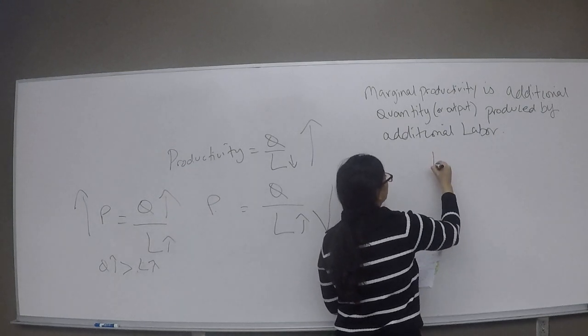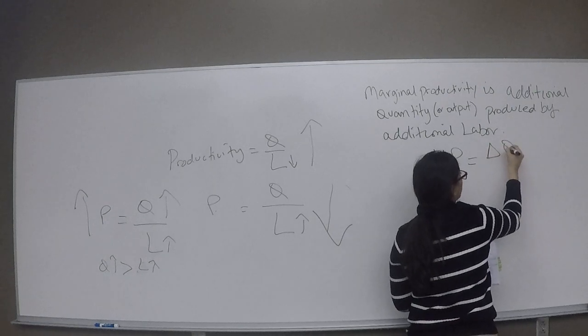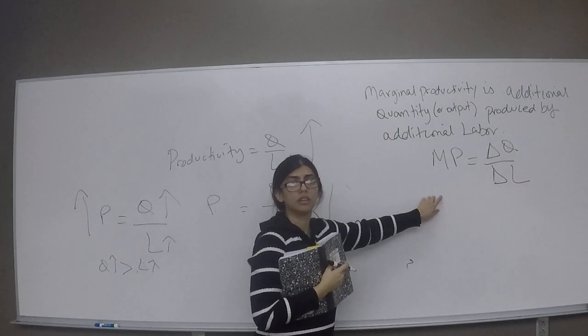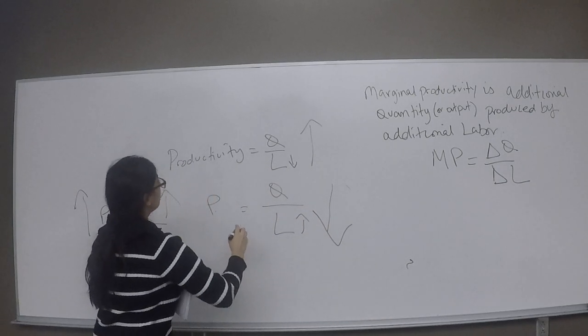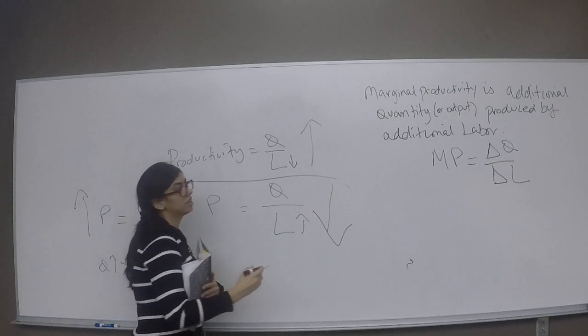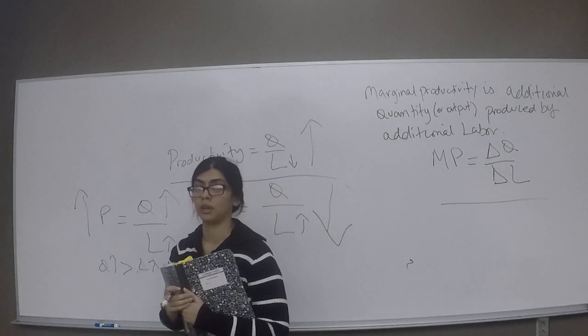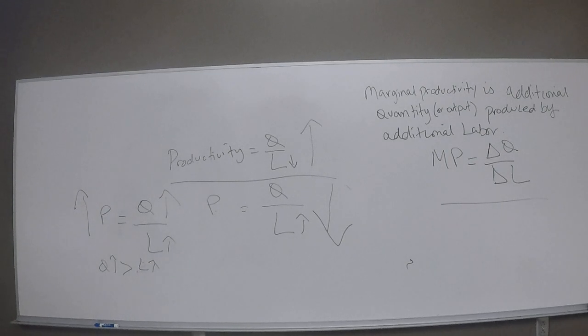So then marginal productivity, MP, is equal to change in quantity divided by change in labor. That's the formula. Regular productivity is quantity divided by labor. Marginal productivity is change in quantity divided by change in labor. How much additional output is being produced by an additional employee.